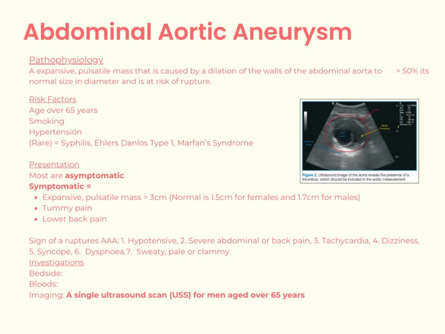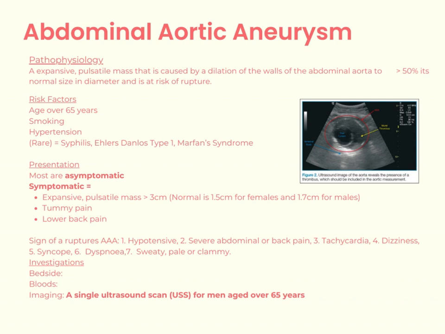Abdominal aortic aneurysms, triple A's, are expansive pulsatile masses caused by dilation of the walls of the abdominal aorta. So it's when the walls of the abdominal aorta become dilated by over 50% of its diameter, and that increases its risk of rupture. Some of the risk factors include being over the age of 65. So all men over the age of 65 in the UK are offered a single ultrasound once they're 65 for triple A's. Other risk factors include smoking, hypertension, and other rare ones include Marfan syndrome, syphilis, Ehlers-Danlos type 1.